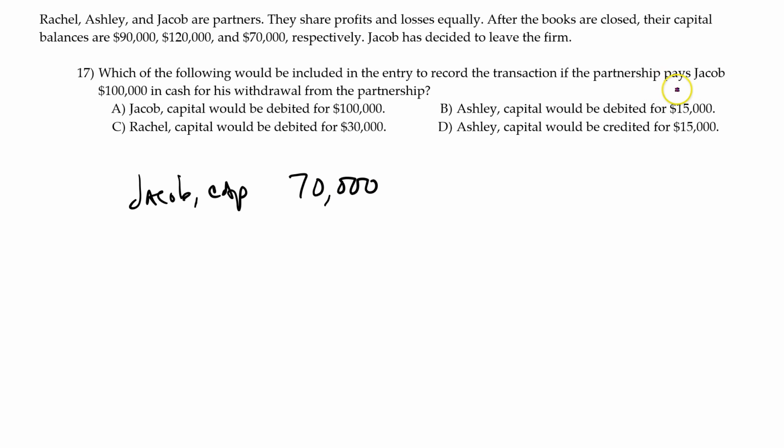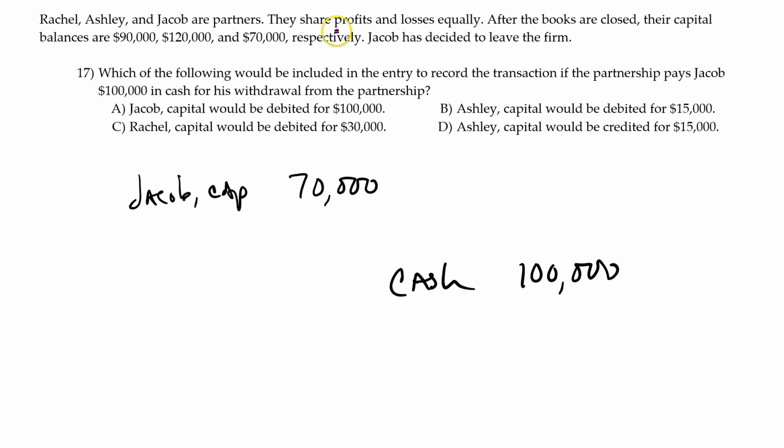It tells us here that they're going to pay him $100,000 for his equity. So the partnership is going to credit cash for $100,000. And this is a case where that is a bonus to the withdrawing partner, right? He's getting more, he's taking more assets out than his balance. So where does the $30,000 of equity come from? Well, the remaining partners are giving that up to Jacob. So how do we figure out the 30?